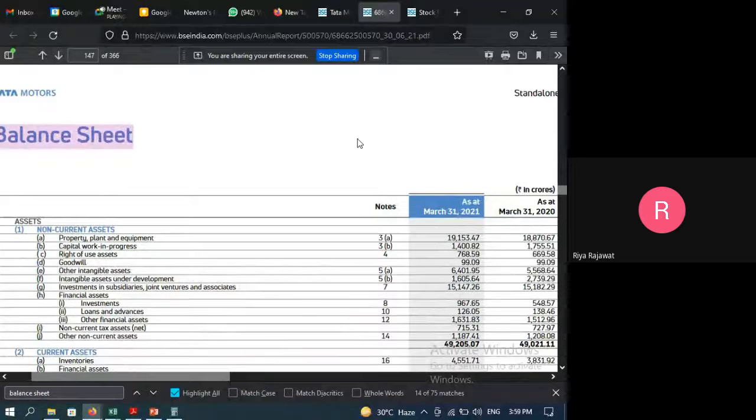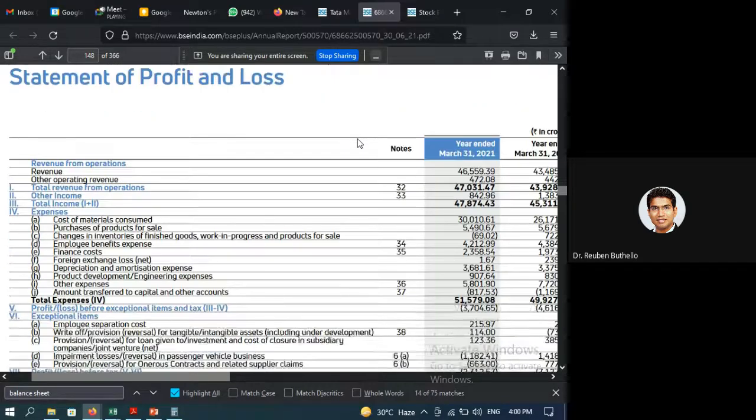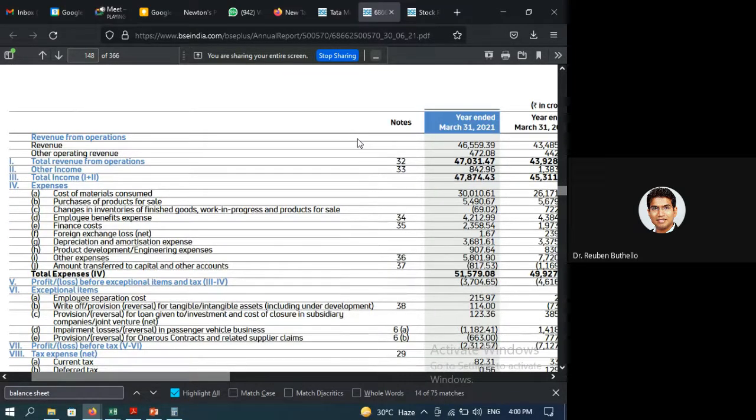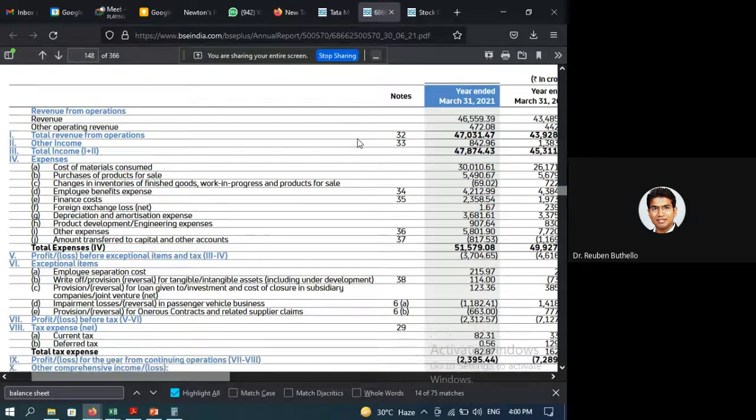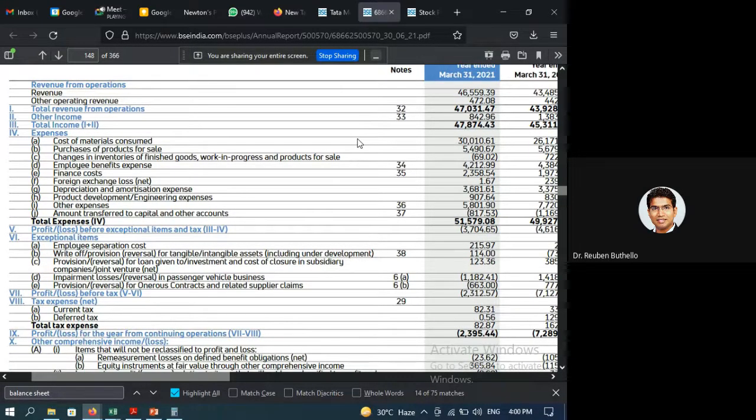Yes sir. Okay. So in this, we won't open the balance sheet. We will look at the P&L first. The P&L is basically the sum total of all the transactions that have happened in a particular year. Means kitna paisa andar aaya, kitna paisa bahar gaya. So if you look at the P&L, it starts off with revenue.